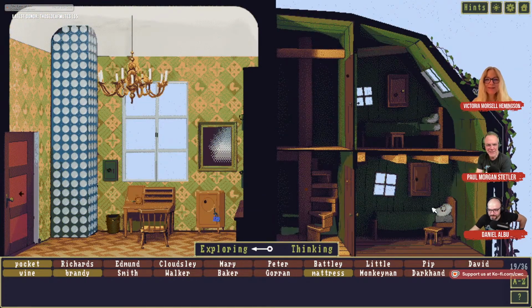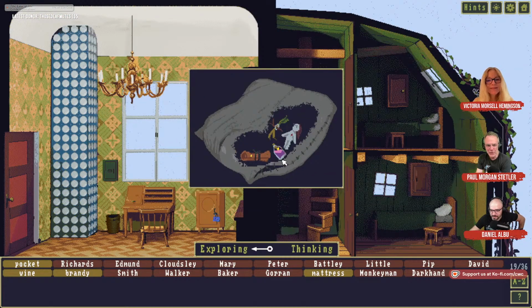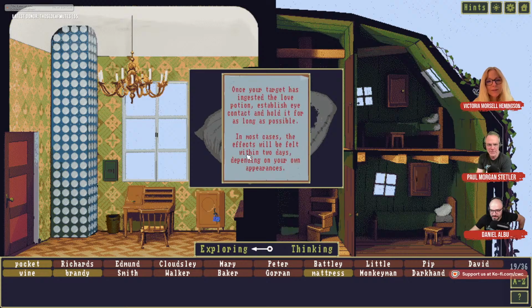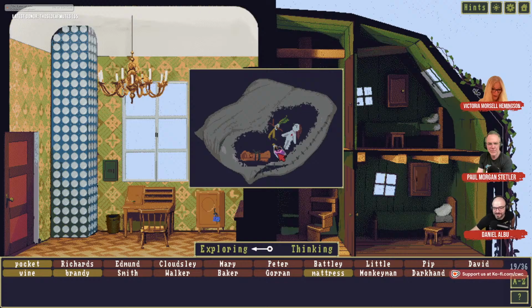Okay. All right, lots going on in this house. No death yet, though. That's good. It's our first non-murder. Once your target has injected the love potion, establish eye contact and hold it for as long as possible. In most cases, the effects will be felt within 2 days, depending on your own appearance. What? Sounds like a scam.